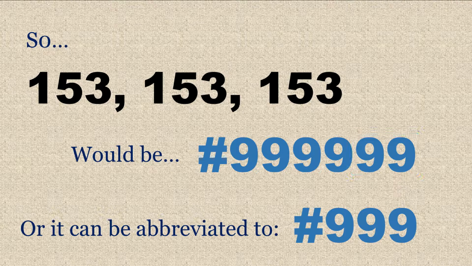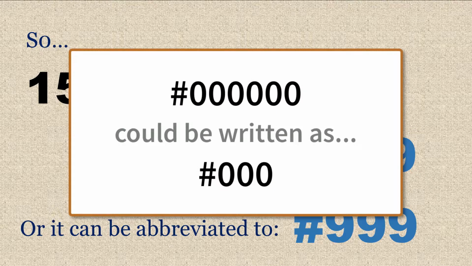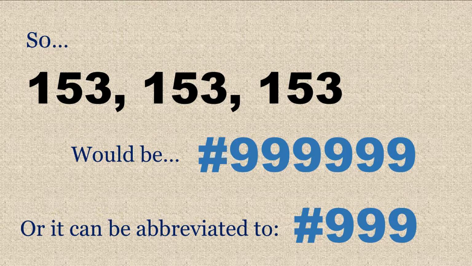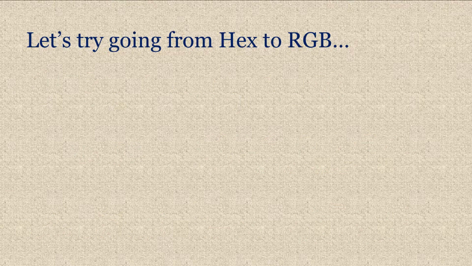Just like if you had 000000, you would just put 000. It'd be kind of almost like using first names in a way. We'll see that in CSS, so just be aware that we can abbreviate that a little bit. Let's just try the other direction, going from hex to RGB.